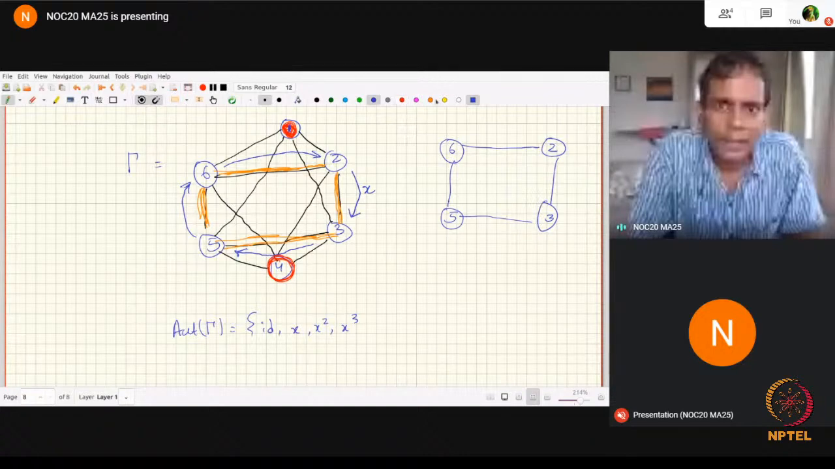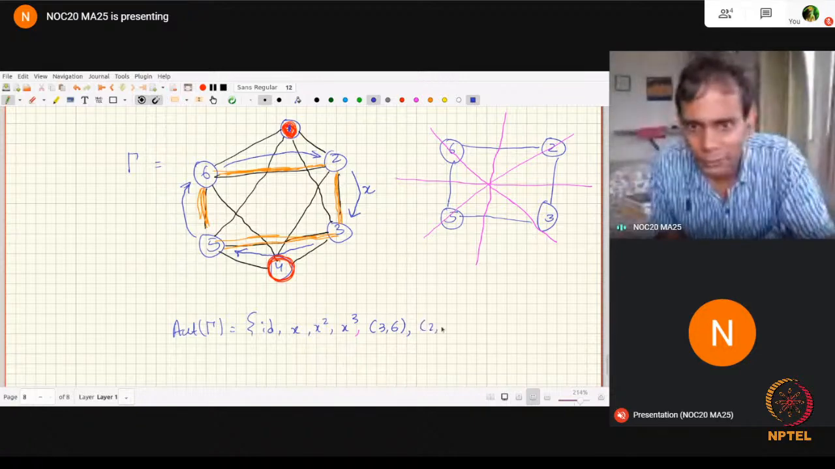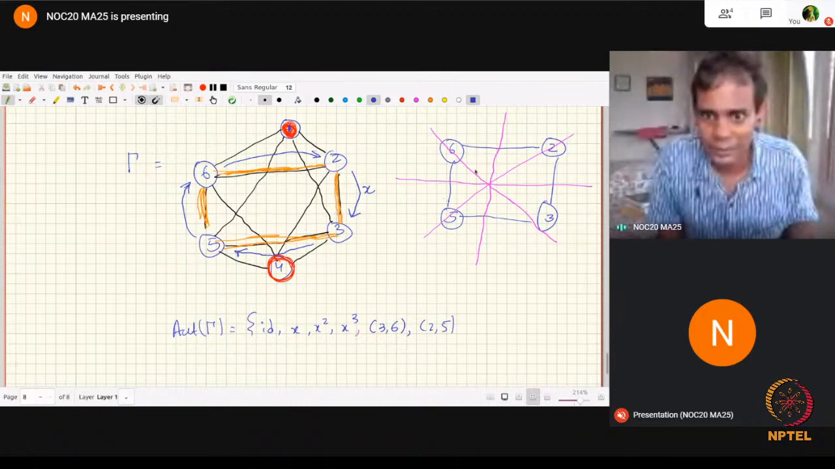Instead, I actually have 4 axes of reflection. I have the horizontal axis, the vertical axis, and then these 2 diagonal axes. So I have this permutation which just interchanges 3 and 6. I can write it in cycle notation as 3 interchange 6, keep 2 and 5 fixed. That's the reflection about this diagonal axis over here. I have this permutation 2 and 5 that preserves the diagonal axis passing through 6 and 3.